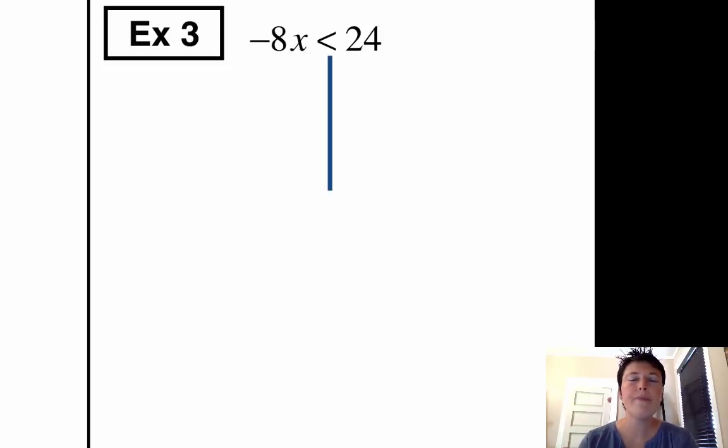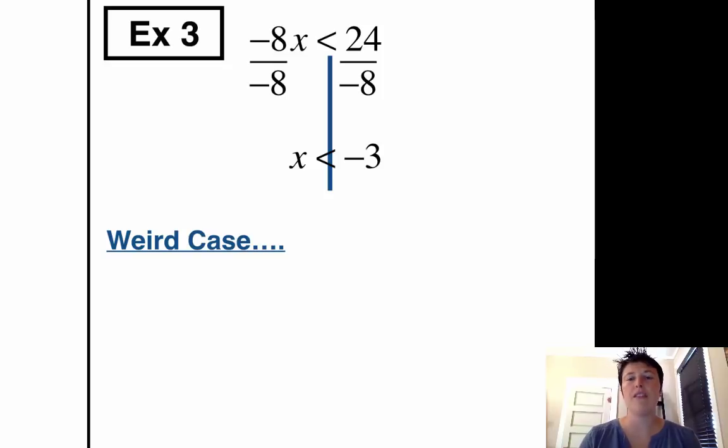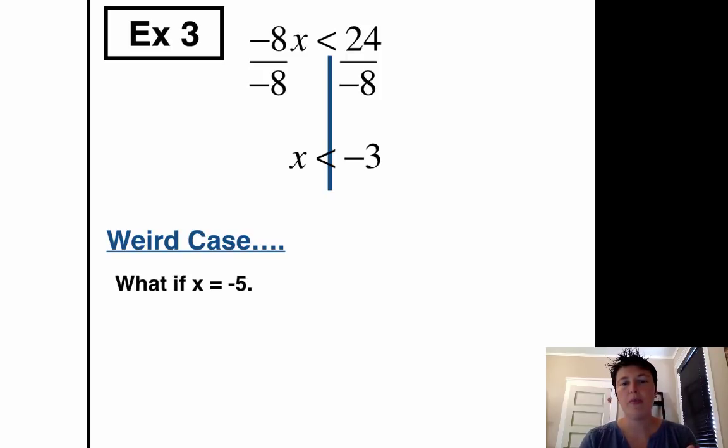Line down the middle. We're going to get rid of -8. It needs to be away from the x, so we are going to divide it away on both sides. That'll get x all by itself, and 24 divided by -8 is -3. So we've got our answer. x is less than -3, but this is a weird case, and I'm going to show you why this is a weird case. This part's kind of strange, but imagine we decided that x could be -5.